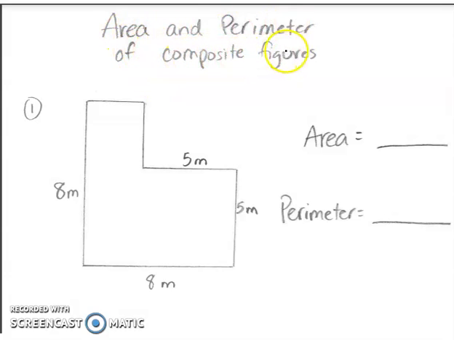Now, when we say composite figures, we mean figures that are not nice, neat, perfect squares or rectangles. They're going to be either some kind of a combination of those, or it'll look like maybe a rectangle that has a piece that's cut out of it, which is maybe how you describe this shape right here.